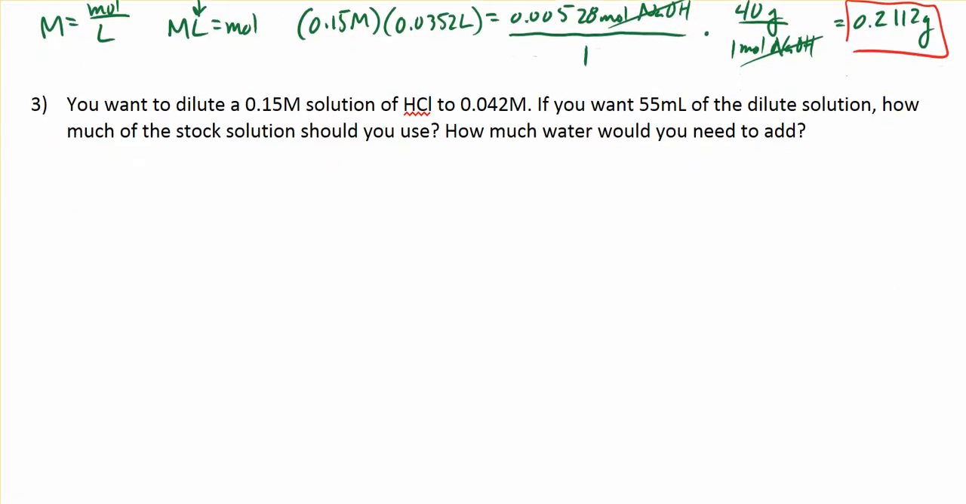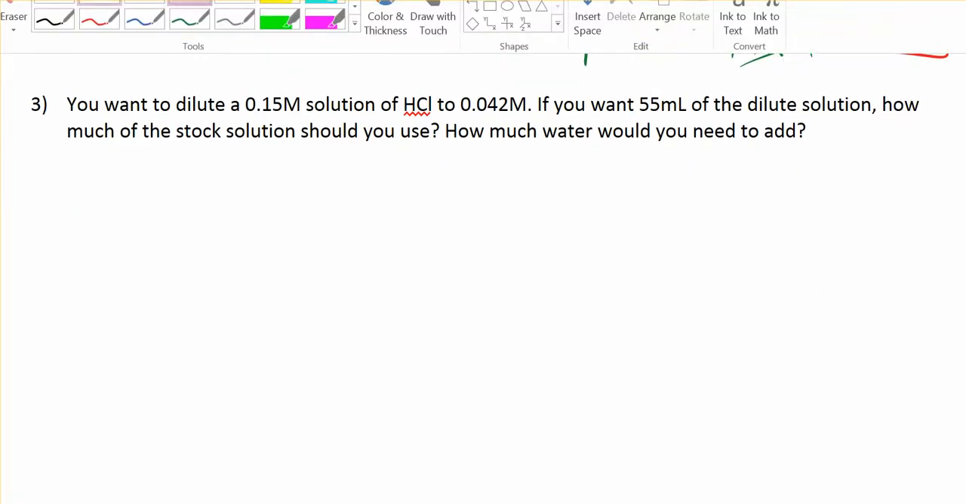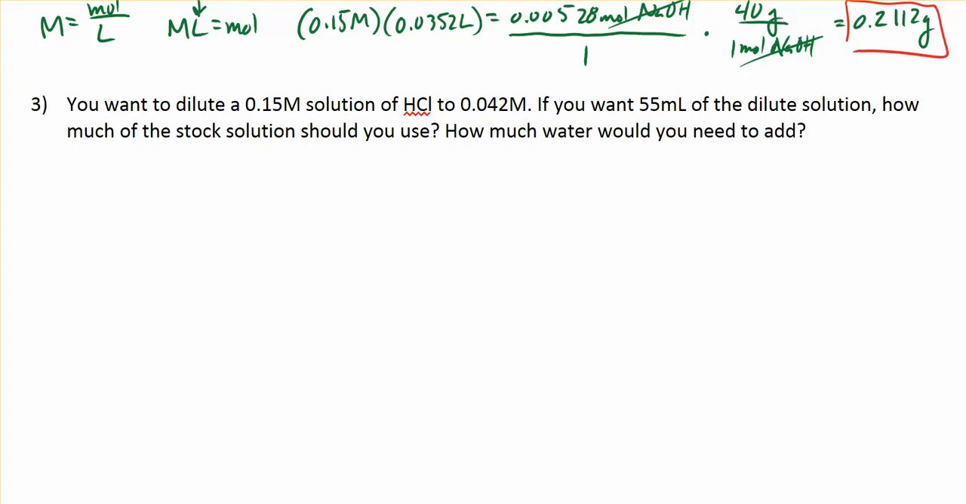Part 3 of this question reads, you want to dilute a 0.15 molar solution of HCl to 0.042 molar. If you want 55 milliliters of the dilute solution, how much of the stock solution should you use? How much water would you need to add? Recall that our dilution equation is M1V1 equals M2V2. Here, I'm given an initial molarity, I'm given a final molarity, and I'm given a final volume. So I want to solve for V1, how much of the stock solution I should use.